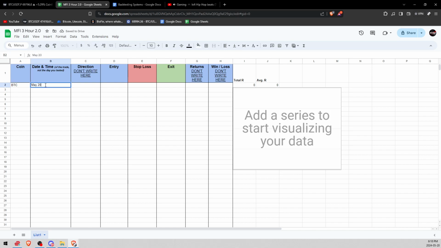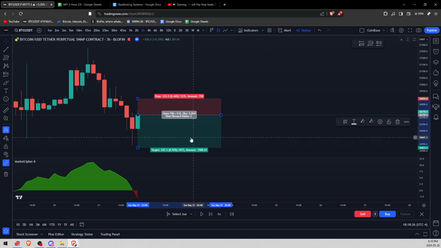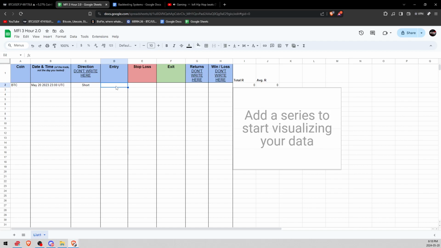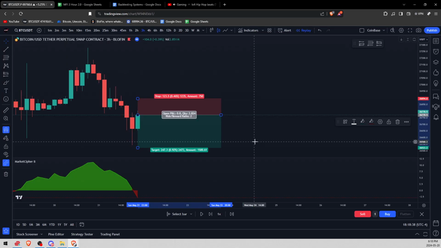May 20th, 2023, 2300 UTC, direction, it is a short trade. Our entry is 26,770. 26,670. I believe it was 50 cents.